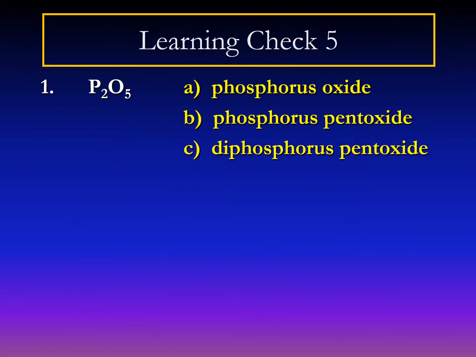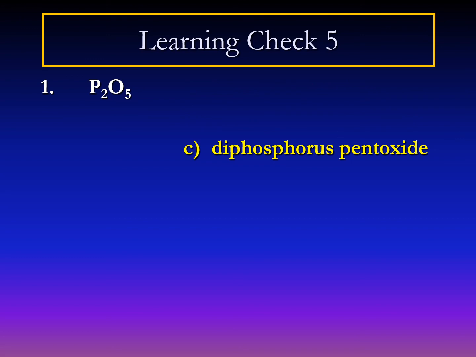Let's just do a few of these. Why don't you pause the video for a second, take a look at the question, and see if you can pick the correct choice. P2O5. The correct answer is C. There are two phosphorus, so we call it diphosphorus. You'll notice we don't drop any syllables of the first element. The second element we change to IDE, so instead of oxygen, we call it oxide, and we have to tell how many. There's 5, pentoxide.